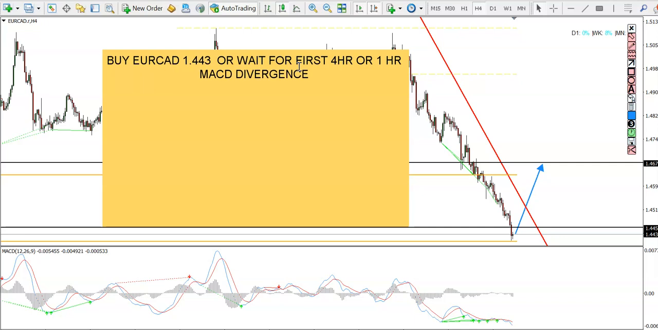Stop loss. Max stop loss is going to be 130 pips, at 142. Take profit. Like I said before, the first easy one's going to be 147, and the next one's 150. So if you want to hold this long term, it can happen. Break even will be 100 pips.